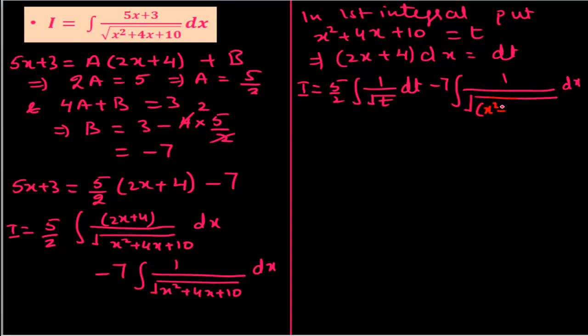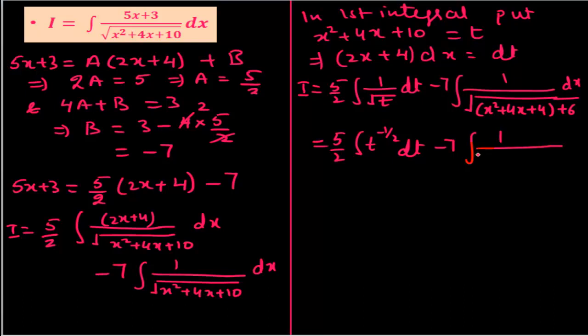X square plus 4x I will write together. 10 I will break as 4 plus 6. And you will find the expression written within the bracket is actually a perfect square. Now this is 5 by 2 integral of t to the power minus 1 by 2, minus 7 integral of 1 over square root of x plus 2 whole square plus square root of 6 whole square dx.